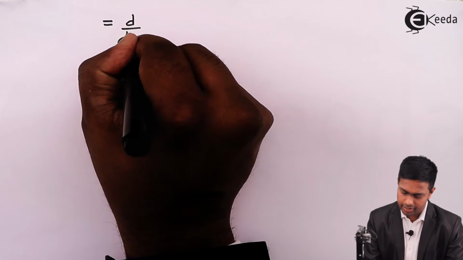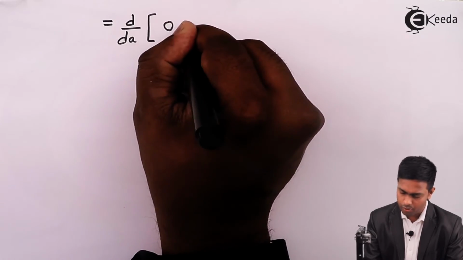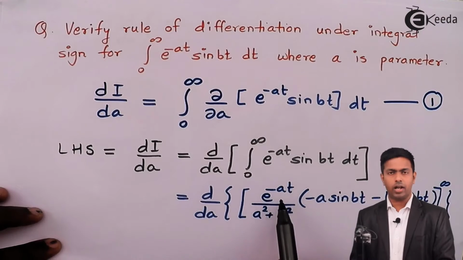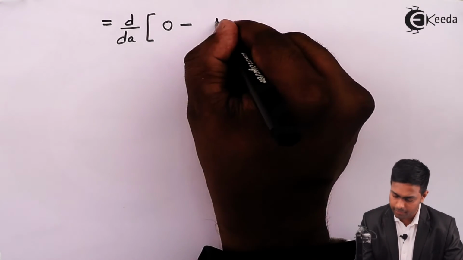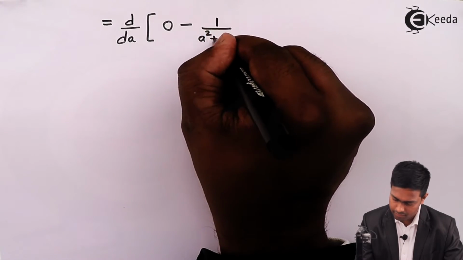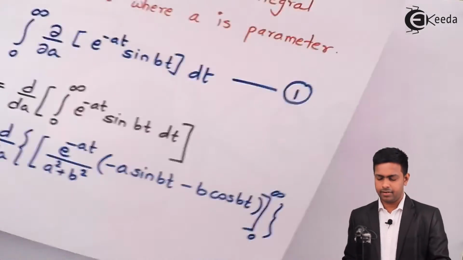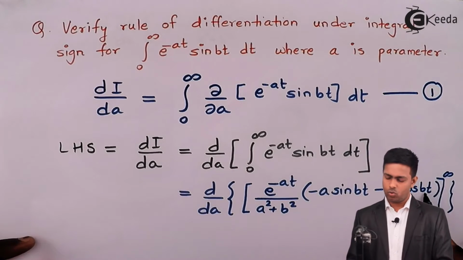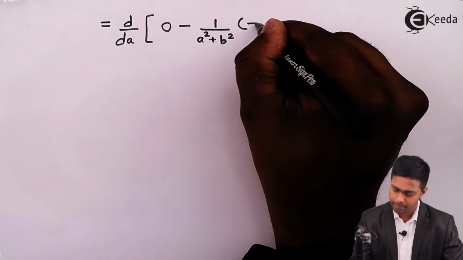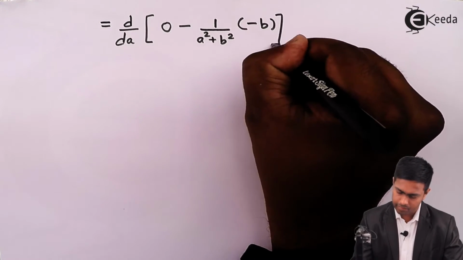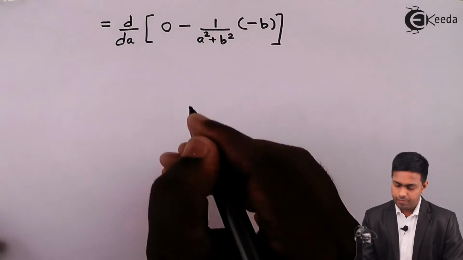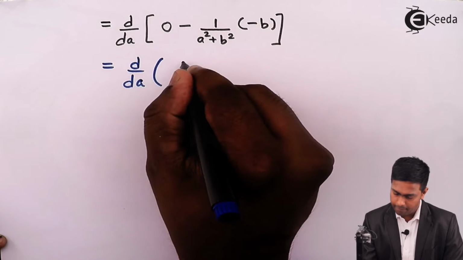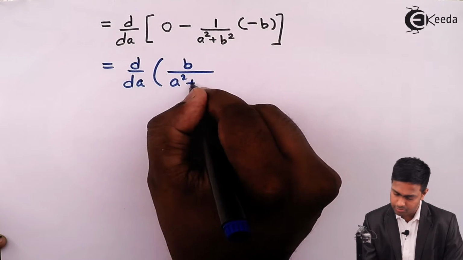So here it is equal to d by dA of 0 minus. Now let's put 0 over here. e raised to 0 is 1, so 1 upon a square plus b square, in the bracket sine 0 will give us 0, but cos 0 is 1. So 1 into minus b, that is minus b. Now this will give us d by dA of b upon a square plus b square.